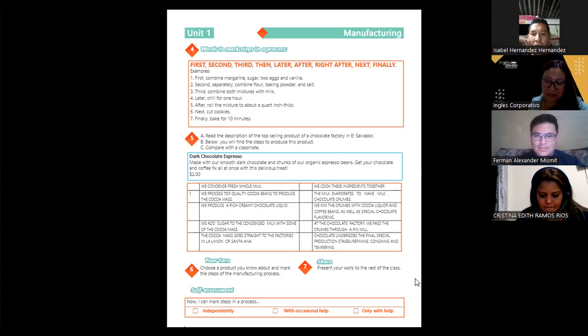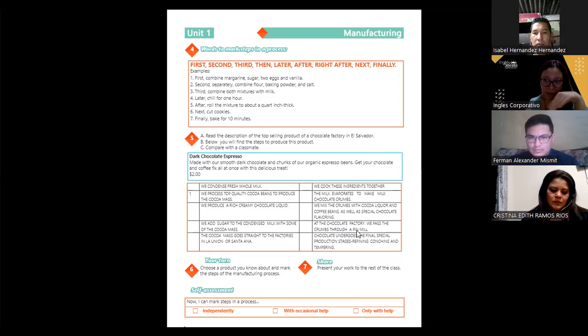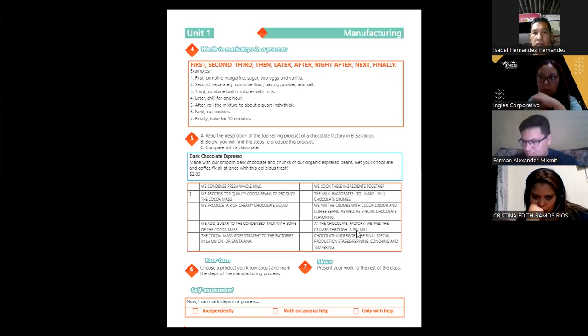¿O todo está clarísimo? What is through? Through. Pasar, por ejemplo, ¿a dónde está? Porque depende del contexto. Acá, through. Por, aquí nos dice, we pass the crumbs through a pin mill. Pasamos las migas por un molinillo. Through es a través de, o por, digamos. Más específicamente a través de, ¿ok?